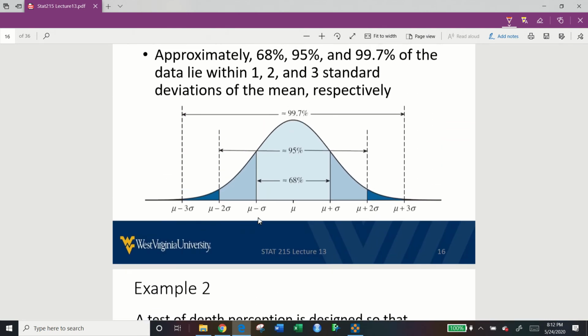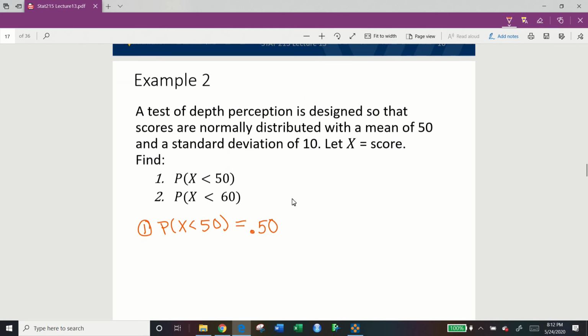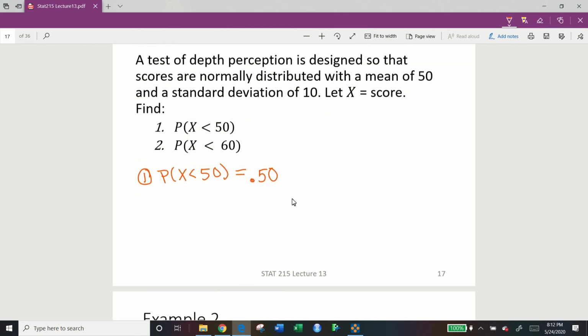Because if we're moving left to right, mu is our center. It is the 50% mark of our data. Theoretically, 50% of your data is to the left and 50% of your data is to the right.